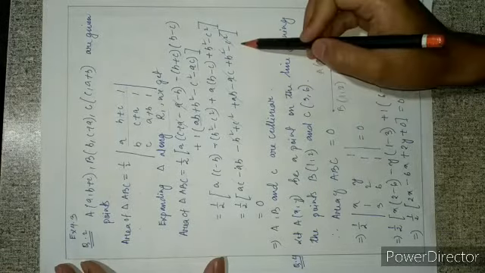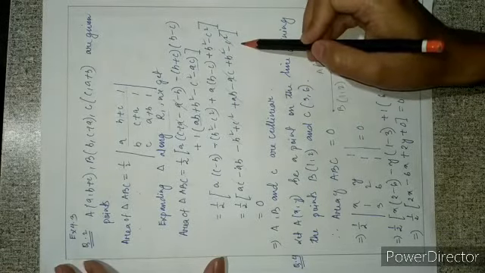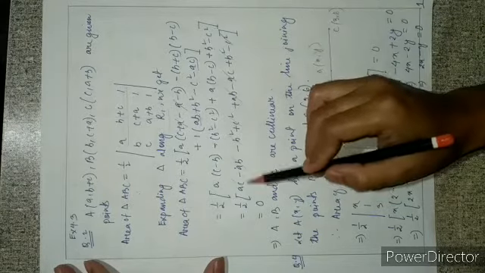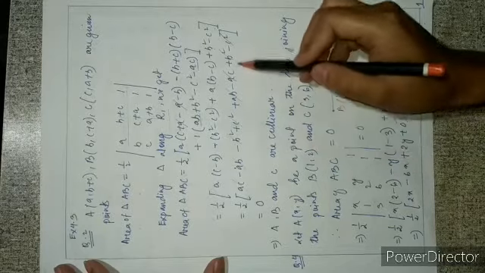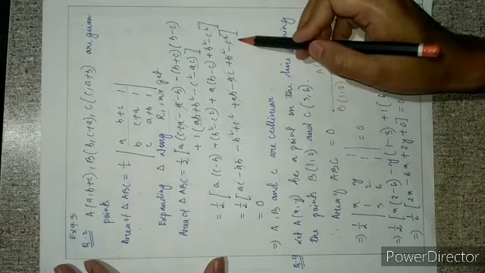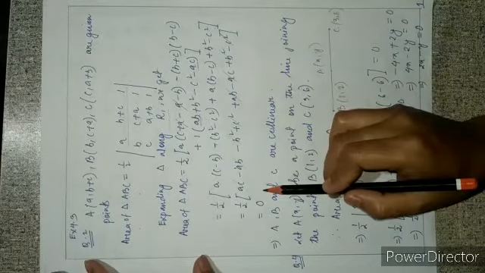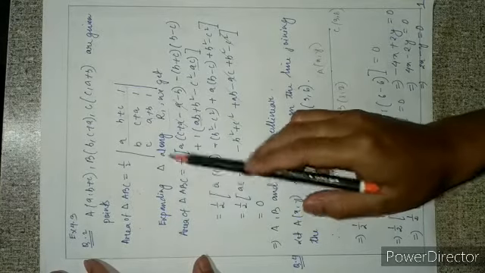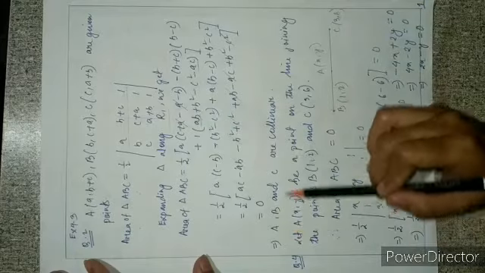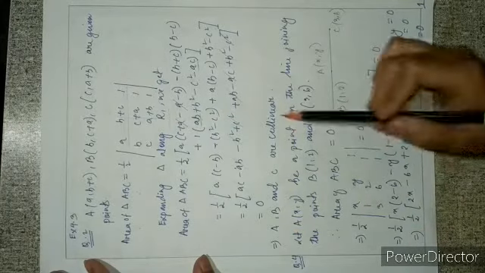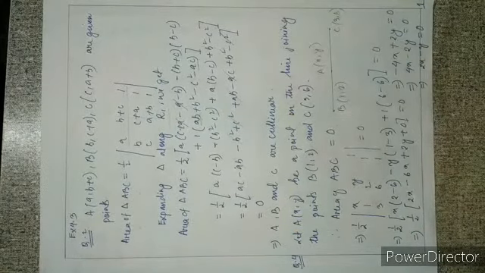Now cancelling plus AC minus AB plus AB minus B square plus C square and minus C square, which is equal to 0. So area of the triangle formed by the 3 points A, B, C is equal to 0, which implies that the 3 points are collinear.